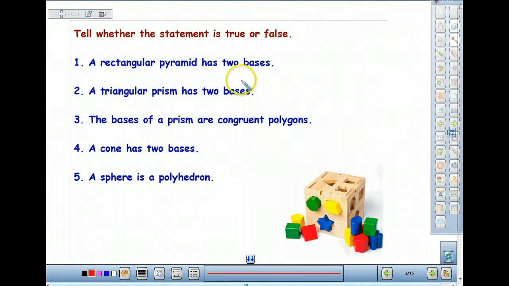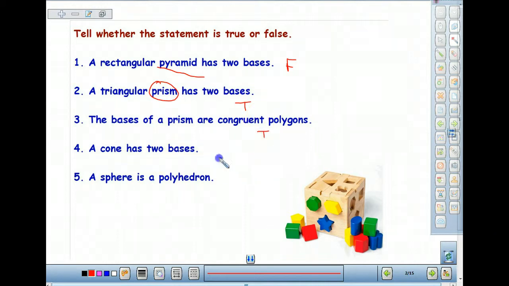All right, true or false? A rectangular pyramid has 2 bases. That one is going to be false because a pyramid doesn't have 2 bases. A triangular prism, on the other hand, is going to be true because in a prism, remember, we have 2 parallel bases. The bases of a prism are congruent polygons. That's definitely got to be true.